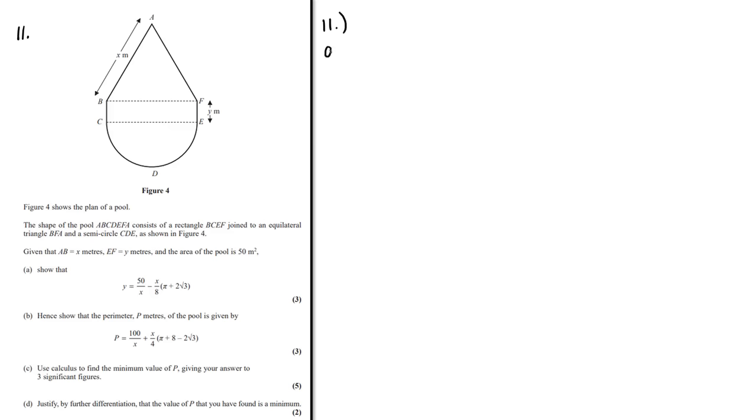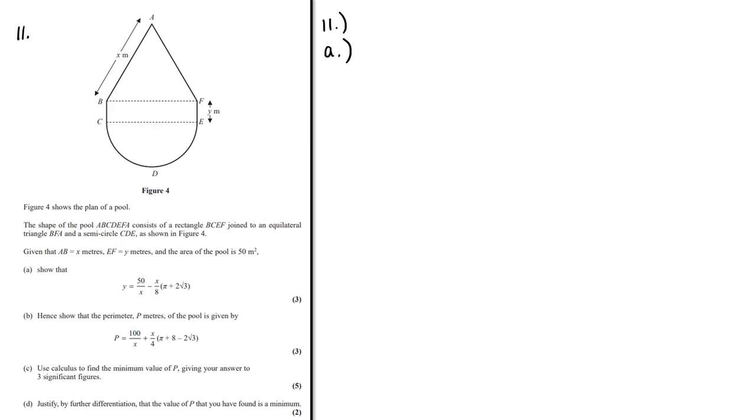So 11A. So what we're told here is in figure 4, this shows us the plan of a pool. And the shape of the pool consists of a rectangle joined to an equilateral triangle and a semicircle. Okay, so we've got our equilateral triangle, we've got our rectangle here, and then we've got our semicircle. So we're given a few lengths here, such as this length here, which is x, this length here, which is y, and we're told the area of the pool is 50 meters squared. So we know the area of this equilateral triangle plus the area of this rectangle plus the area of this semicircle must equal 50 meters squared.